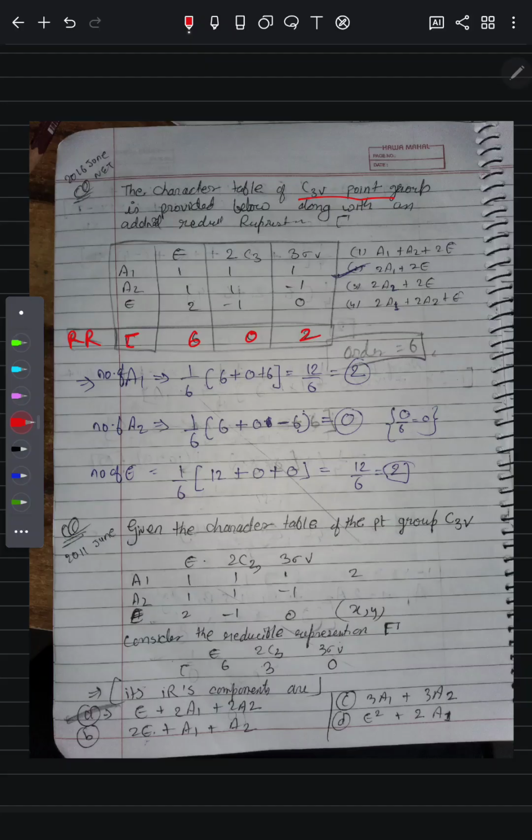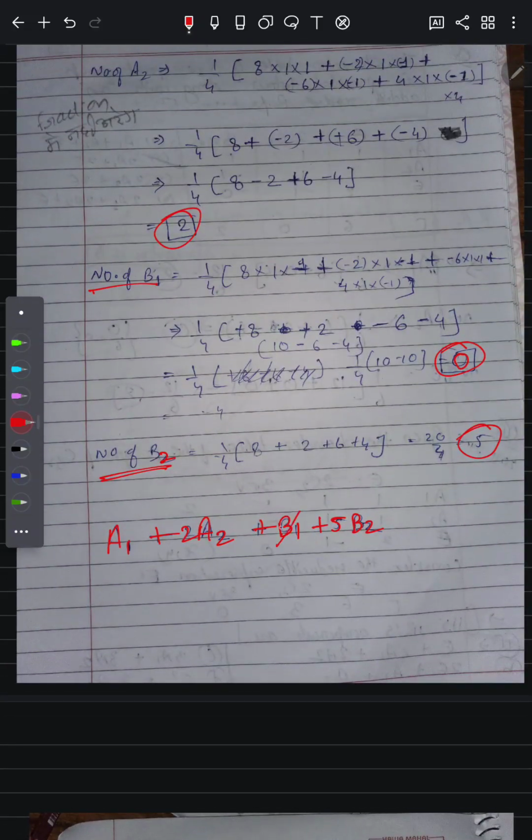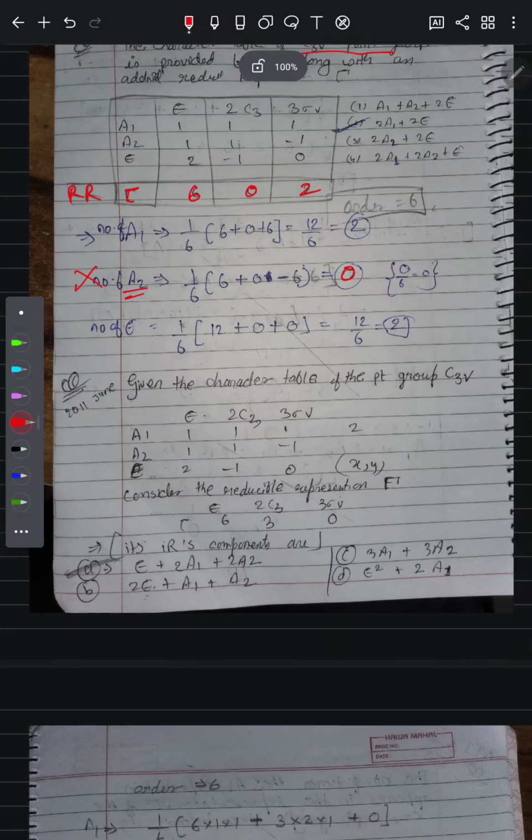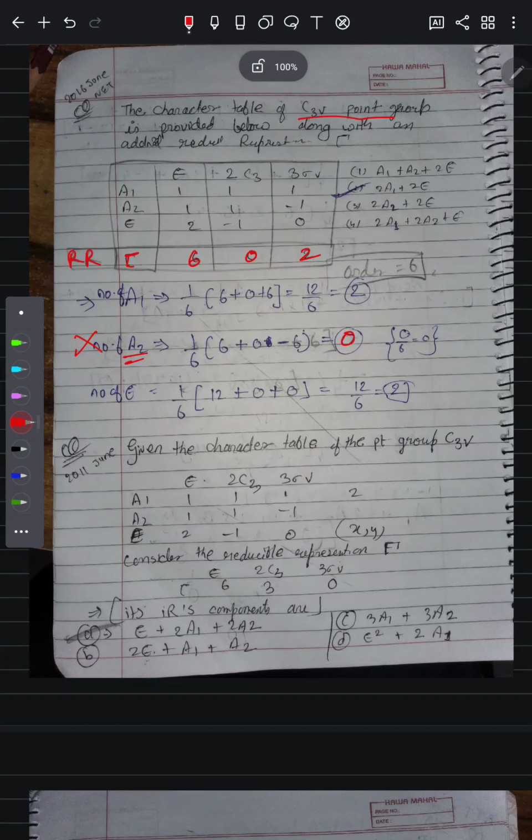As we can see, if 0 is present, then we do not calculate this. So A2 will not be present, and in the previous one, B2 will not be calculated. Now let's discuss the formula that we have discussed, which is 1 upon order. In this case the order is 6. Why 6? Because 3 sigma v's are present, 2 sigma c3's are present, and 1 identity. By adding all these, 3 plus 2 plus 1, we get 6. 6 will be the order here.